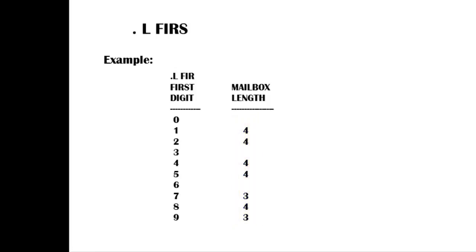It shows us that mailboxes starting with 0, 3, and 6 have not yet been defined, while mailboxes starting with 1, 2, 4, 5, and 8 are 4 digits in length, and mailboxes starting with digits 7 and 9 are 3 digits in length.